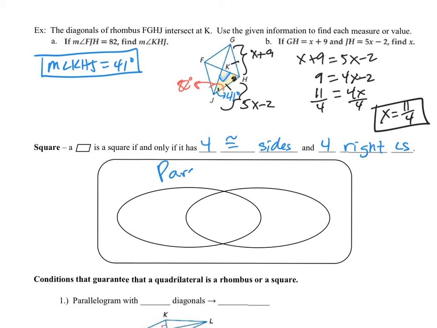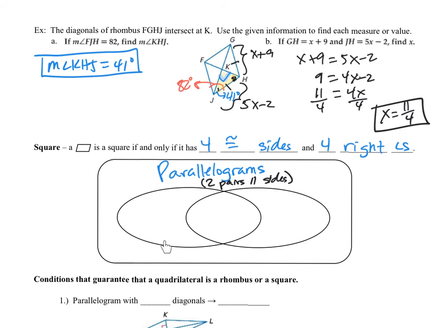So let's go ahead and label this outer rectangle-ish shape as the set of all parallelograms. Remember, what makes a parallelogram a parallelogram? The fact that it has 2 pairs of parallel sides. Okay, now in that set of parallelograms, we have some special parallelograms.